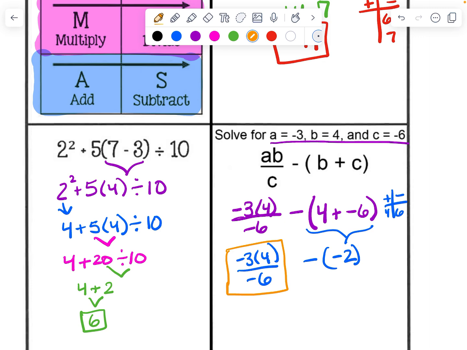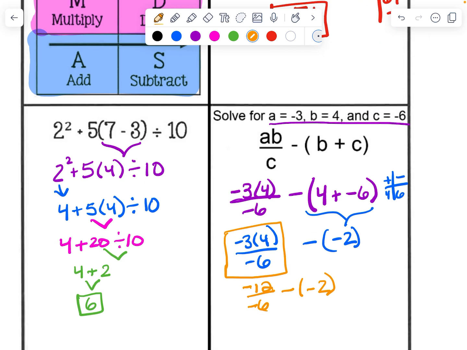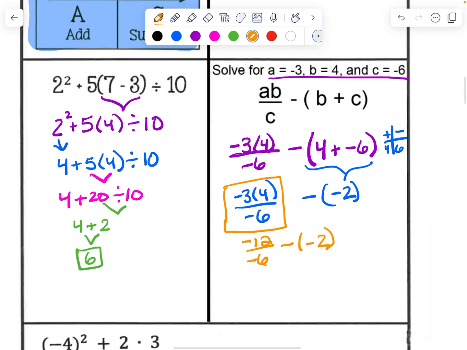So continuing on with my order of operations, I'm not done with multiplying and dividing. I need to do negative 12 divided by negative 6, which is positive 2. And then that is just subtracting a negative 2. Remember that whenever we have a double negative like this, it means to add. So we really have 2 plus 2 here, which is 4.